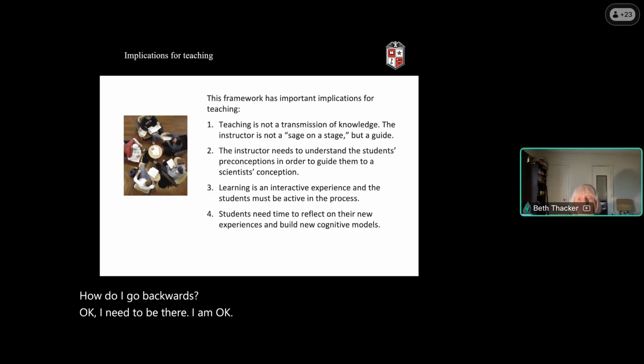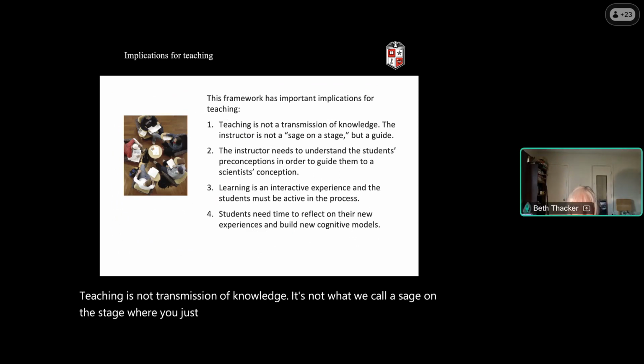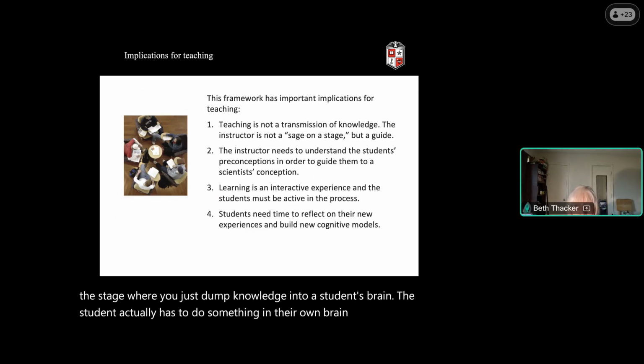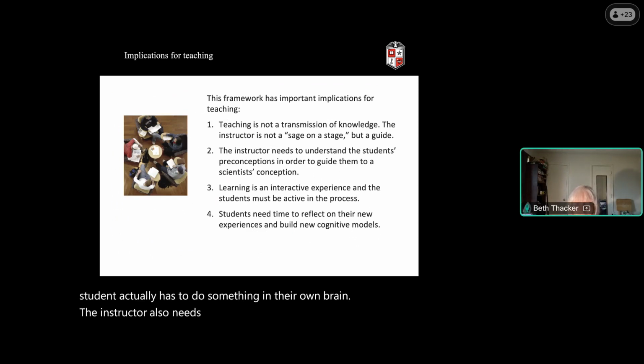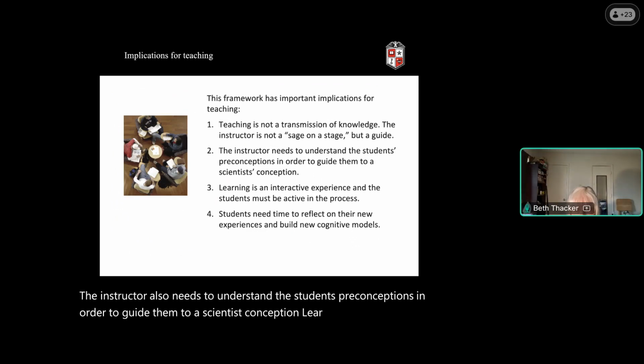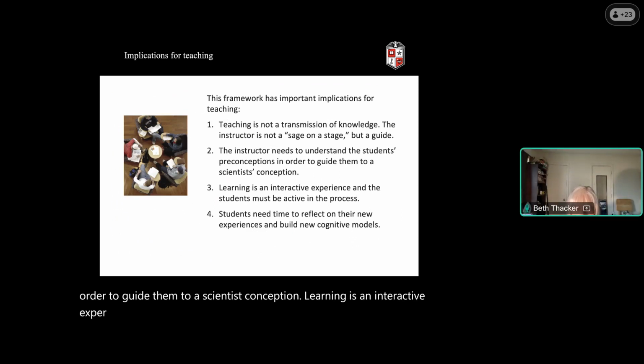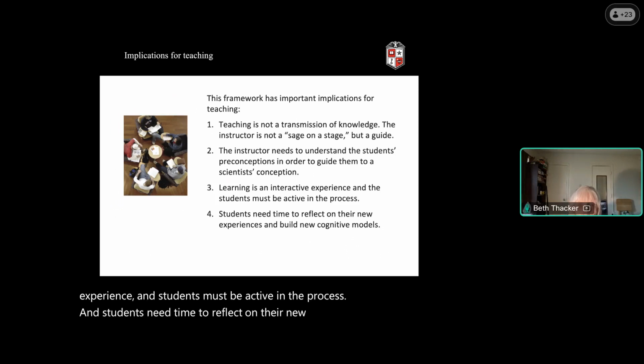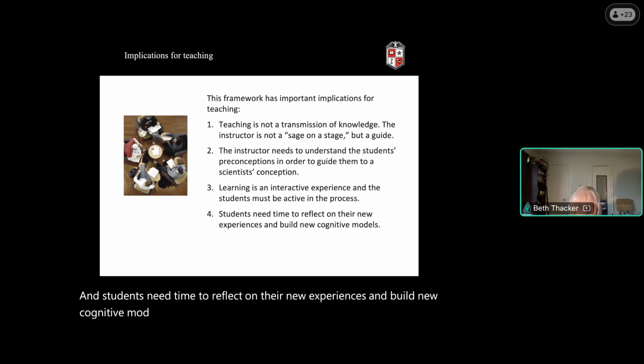Okay, implications for teaching. Teaching is not transmission of knowledge. It's not what we call a sage on the stage, where you just dump knowledge into a student's brain. The student actually has to do something in their own brain. The instructor also needs to understand the student's preconceptions in order to guide them to a scientist's conception. Learning is an interactive experience, and students must be active in the process. And students need time to reflect on their new experiences and build new cognitive models.